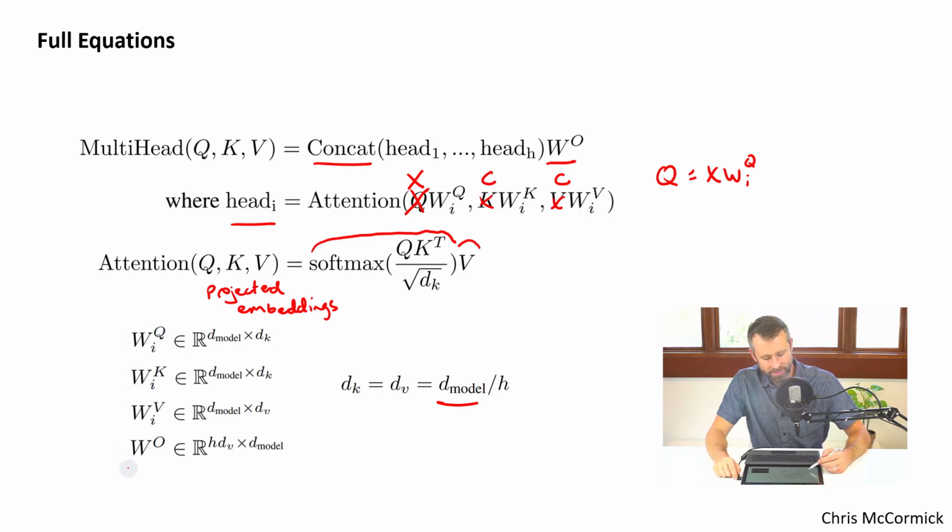We already looked at these matrix dimensions. This line here is the choice that the authors of the original transformer made. So it's not required that these things be true, but this is their choice. The length of the keys they chose to make the same as the length of the value vectors. And then they made both of those equal to the length of the model divided by the number of heads.